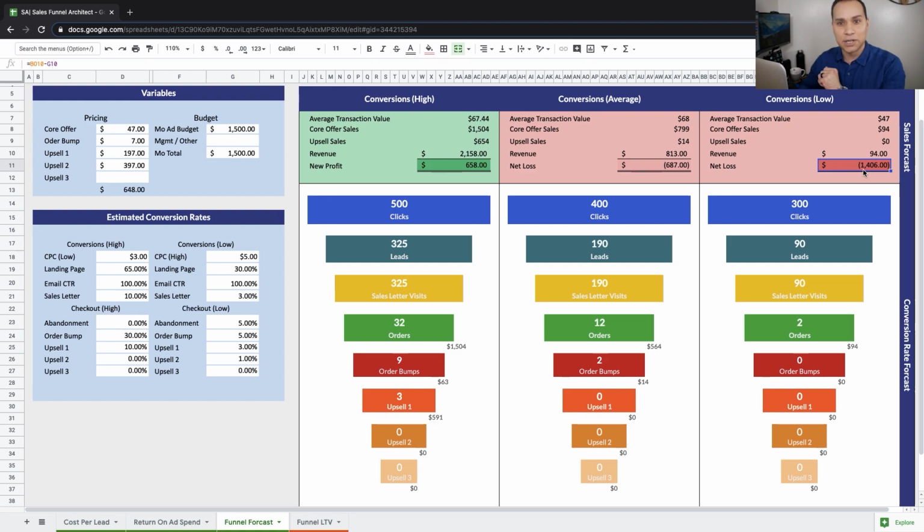If you can hear the alarms, I do apologize. I don't know what's going on, but we're just going to keep going. And then the center column kind of averages it.